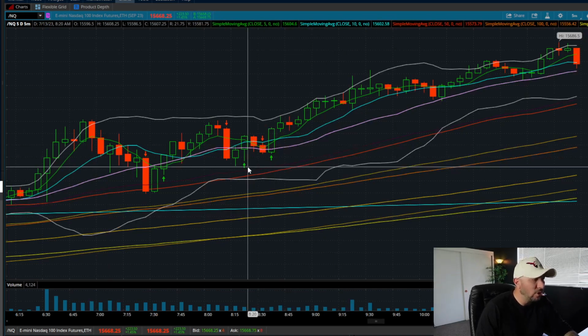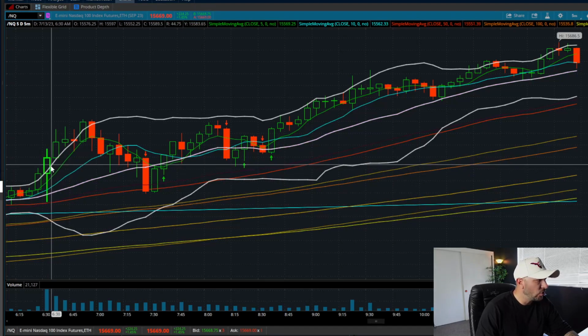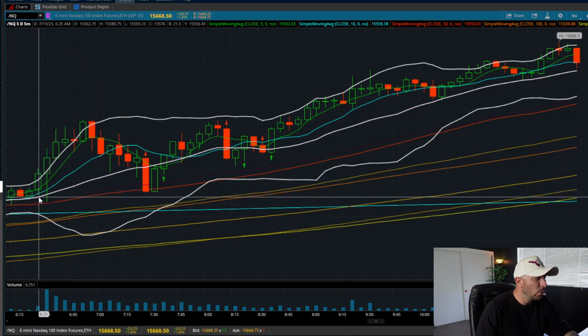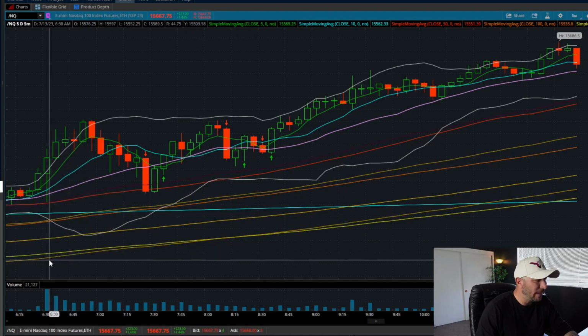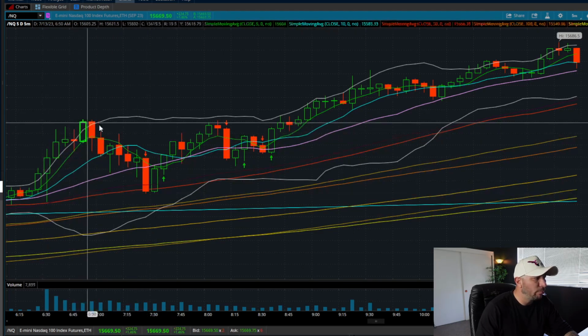So what we're going to be looking at here is this first setup that we had to the long side. You can see here off the bell, we immediately pop. We really don't have a setup here. We're already trading above the 20 SMA. We're trading above the 200. This is telling you that we're already in a bullish context.